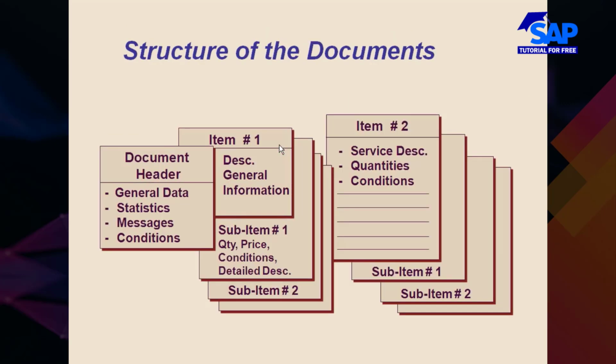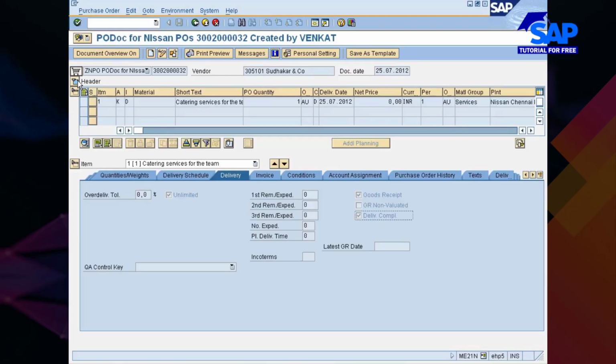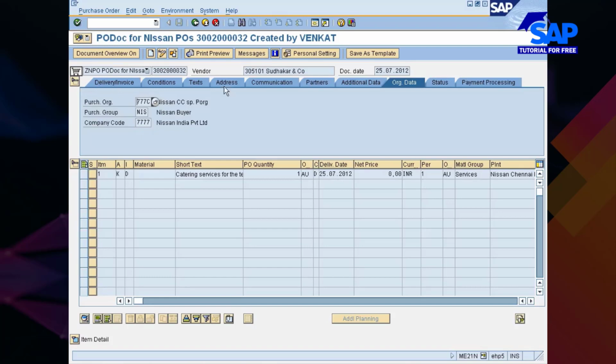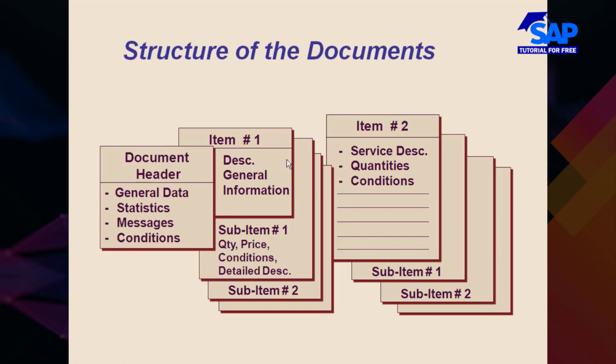Now, just to give you the structure of the document, what data do you maintain, and what data is to be maintained in which tab of the service order or service requisition. You see here in the general data section where you maintain messages, conditions, statistics, so on and so forth. In the document header means this one. And in case of item, you will specify item description, information, something related to prices, conditions, so on and so forth.